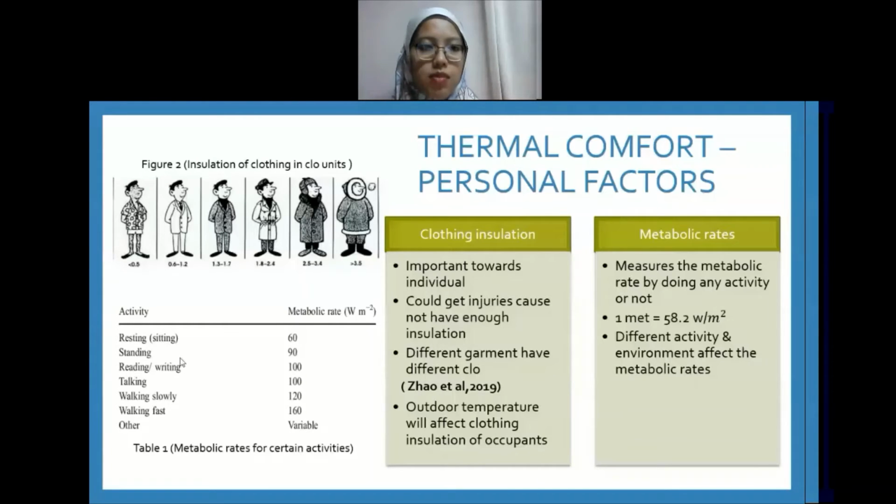As you can see in Table 1, different activities have different values of metabolic rate, such as resting while sitting. The value for metabolic rate is 16 watt per meter square.